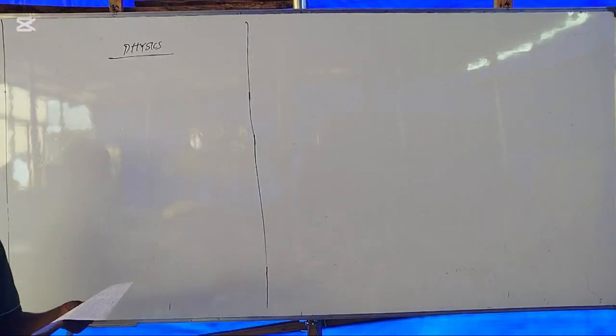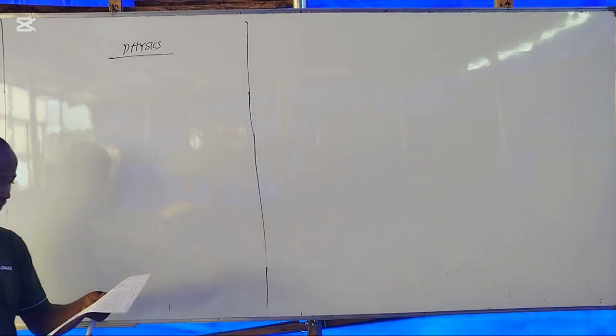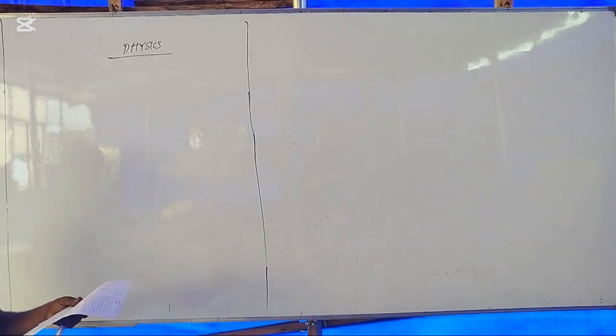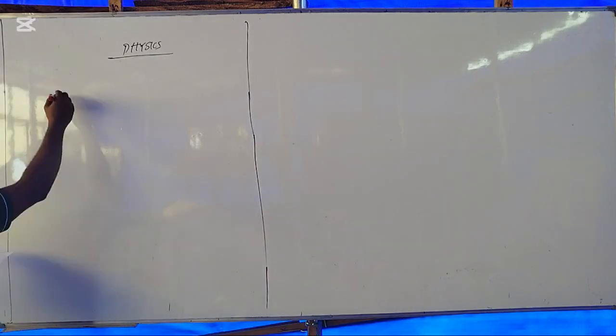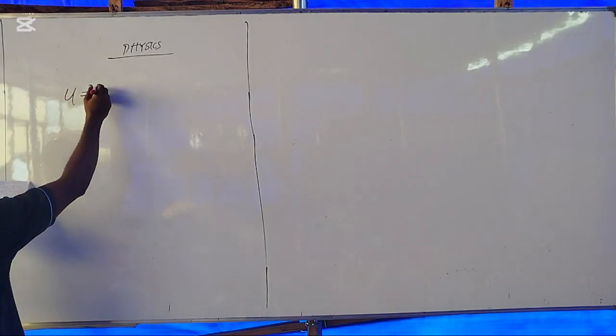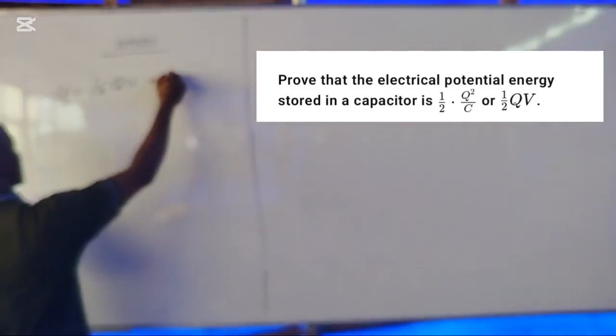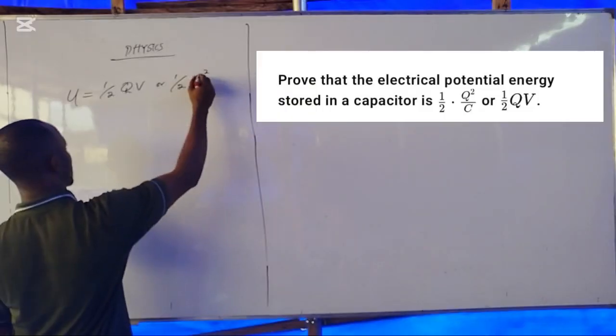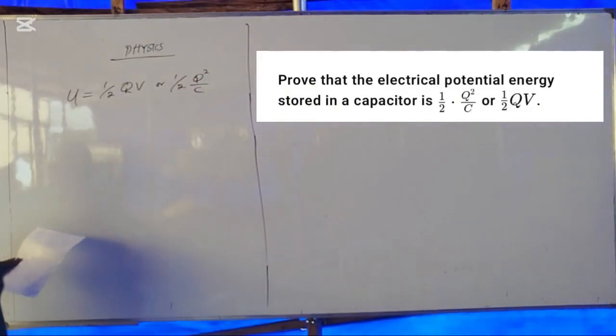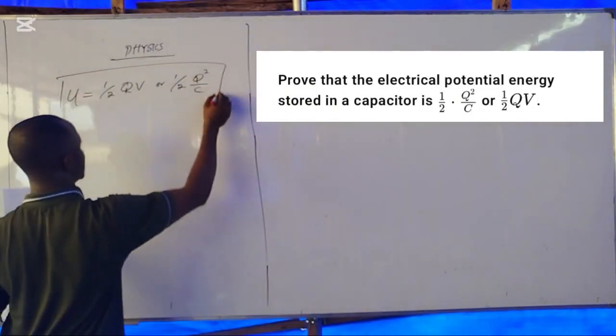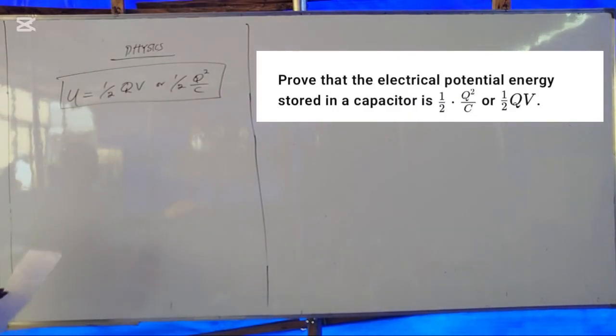Okay, the next question. Please, let's pay attention. Prove that the electrical potential energy stored in the plates of a capacitor is U equals half QV, or half Q squared over C, right? We want to prove that this is equal to the potential energy. Are you there?